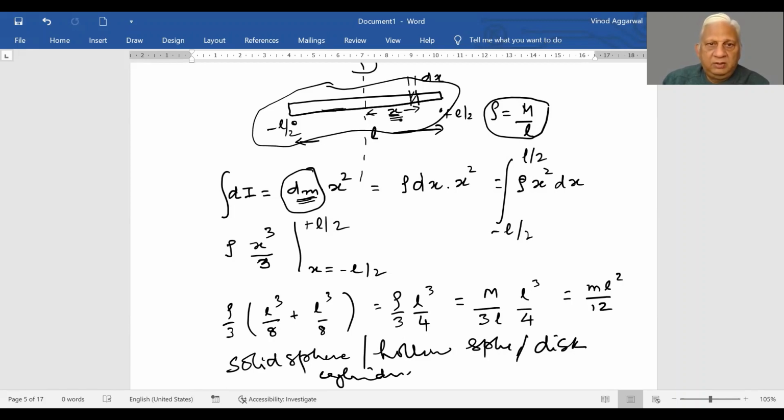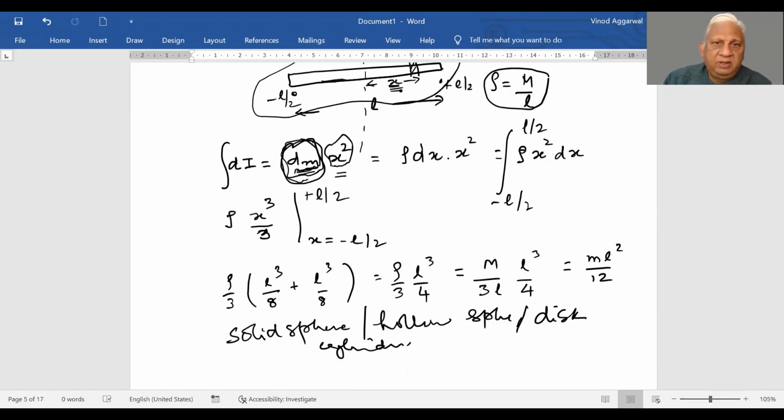The treatment has to be done in this fashion, that you take a small unit of mass which is at a distance, and then integrate the whole thing over the whole body. Now the integration may be simple, or you may have to do it in 3 dimensions, depending upon the shape of the body. But this was just an exercise to show how you go about finding the moment of inertia of a body.